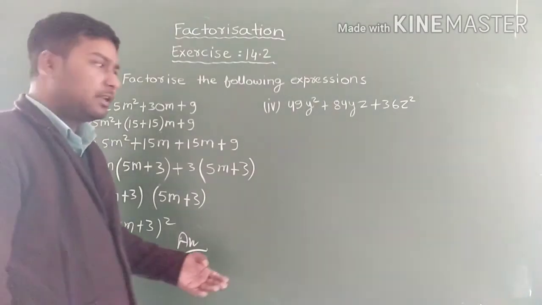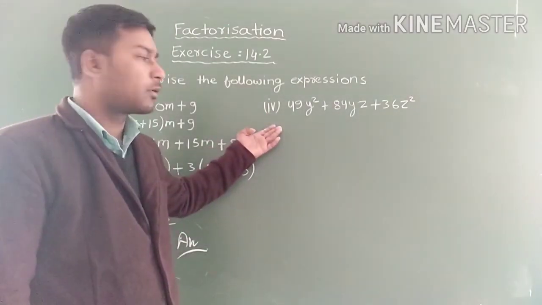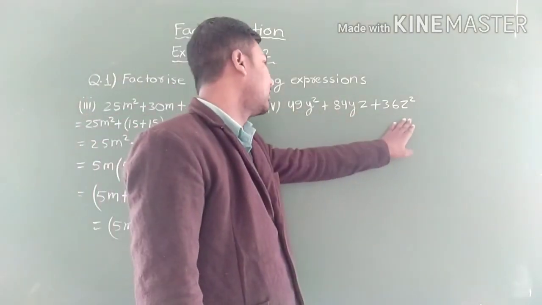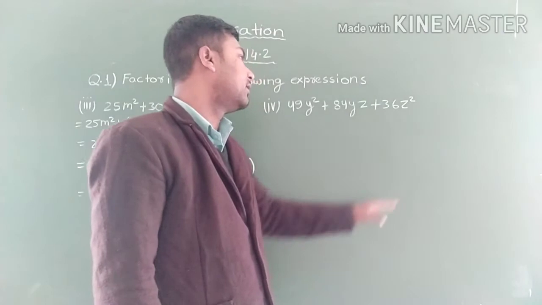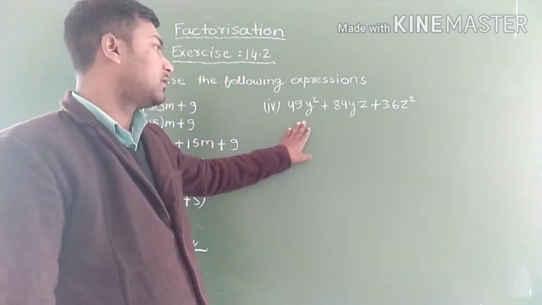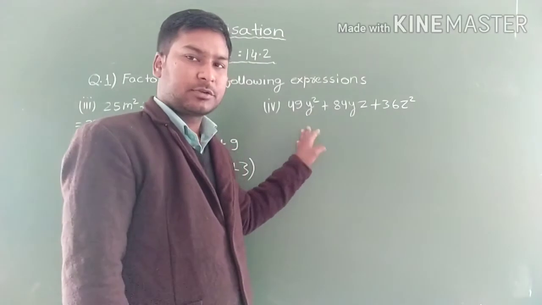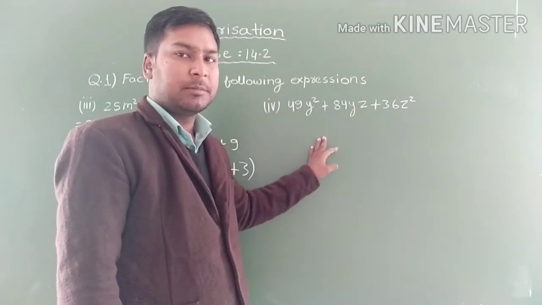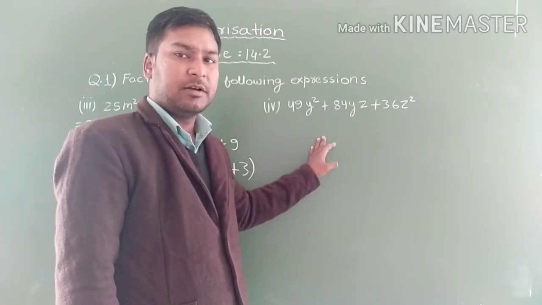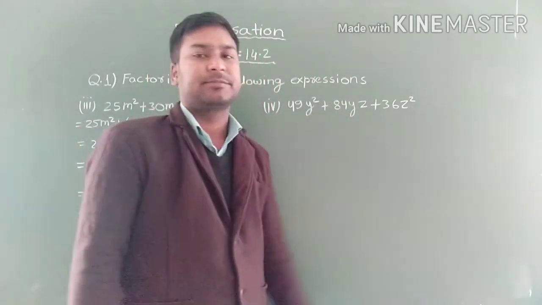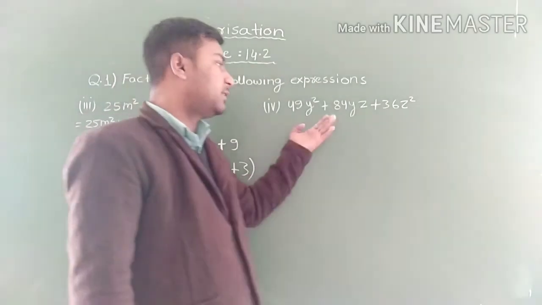Now similarly, question number 4: 49y square plus 84yz plus 36z square. This question is different from the previous questions because there are two variables which have a square, y square and z square. So how can we solve these types of questions?